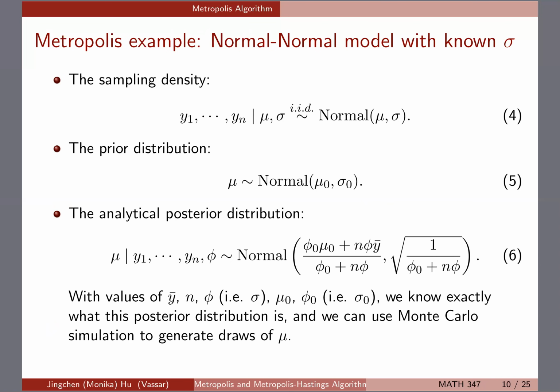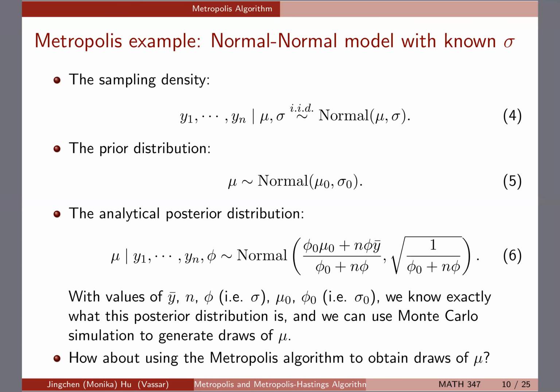Okay, and then we know the analytical posterior distribution is this crazy stuff in equation 6. And we actually have all of those numbers, say the values of theta 0, phi 0, mu 0, n, of course phi, y bar, all that. So we can actually use Monte Carlo approximation to generate draws of mu. Again, all of the stuff that I'm going to talk about is not needed, but you can still try to design a Metropolis algorithm around this to see how you can play with your jumping distribution.